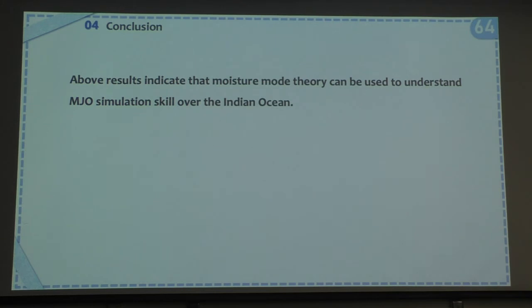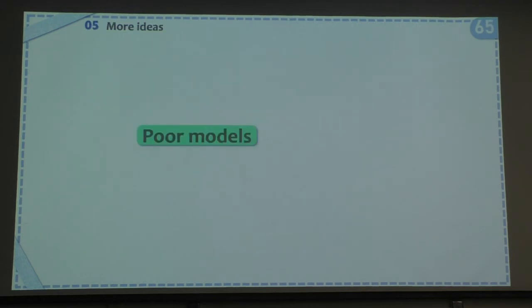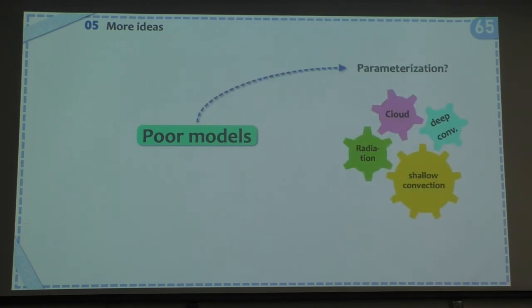But actually, we can't only consider one index to say that this model has a good MJO simulation or bad simulation, because the MJO characteristics can propagate eastward in the correct phase speed and can show us a good amplitude of precipitation anomaly. But we still think about why the poor model has a bad simulation. The precipitation is related to the parameterization of cloud, radiation, shallow convection, deep convection in the model simulation.